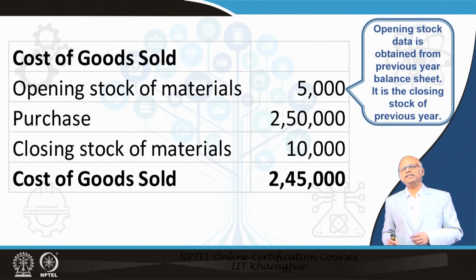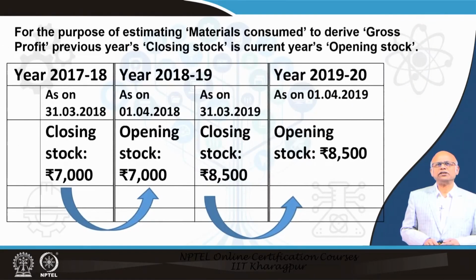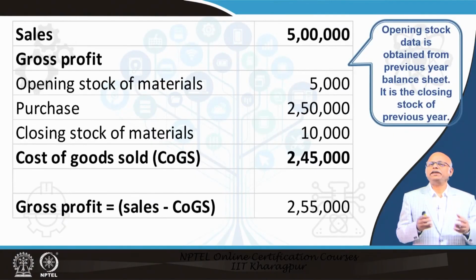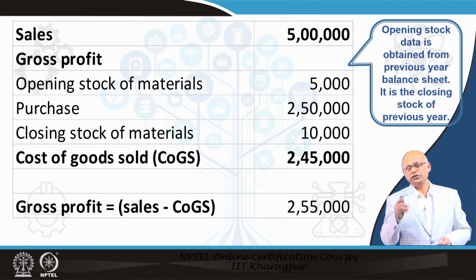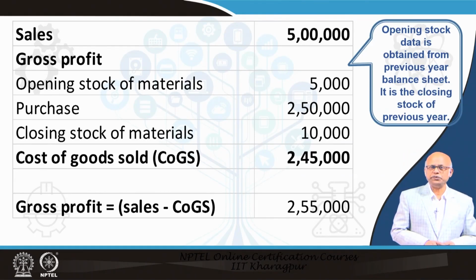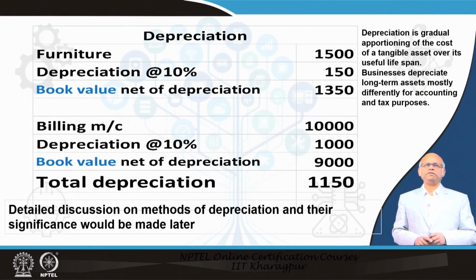And then you deduct this from sales to find out the gross profit. Gross profit is nothing but sales minus cost of goods sold. So, it is 2,55,000 rupees, because sales is 5 lakh minus 2,45,000 is 2,55,000 rupees.